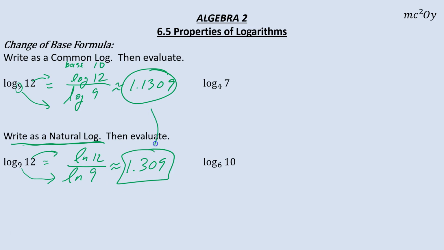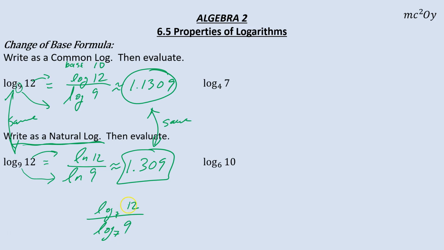These two things better be the same. Why? Because the problems are the same. Right? And you're just changing the base to solve, not changing the answer. In fact, you can write it at any base you want. You could say log base 7 of 12 over log base 7 of 9 if you really like base 7.